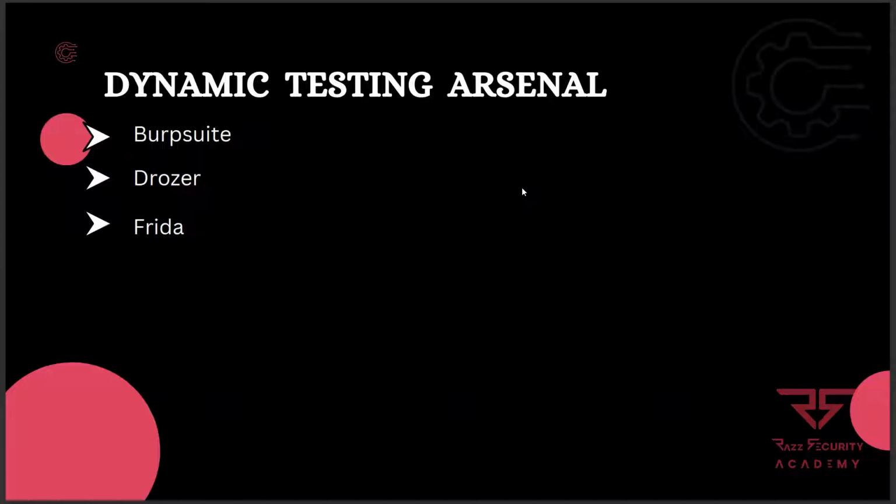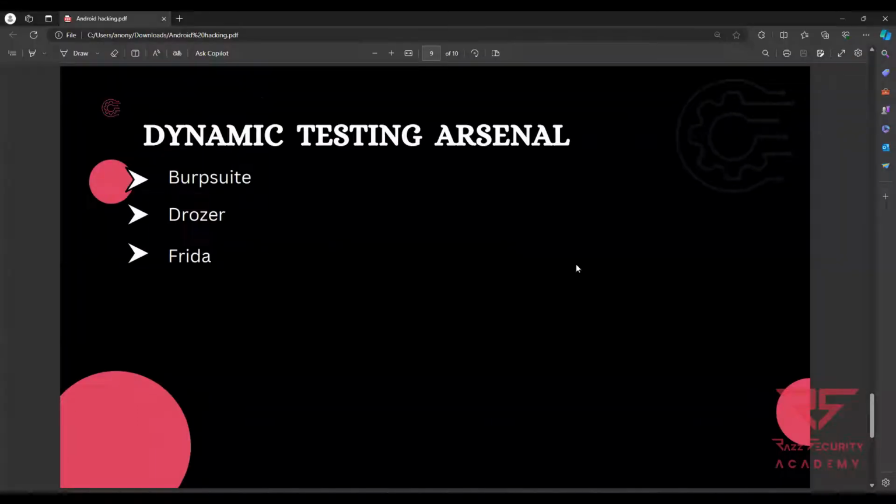Okay. And Drozer is also the same thing. Drozer actually helps to find a lot of vulnerabilities much faster. You can use ADB to get into a shell, or you can also use Drozer. So let's learn about a few things. Let's see how we can check the network of a particular application. Let me show you.